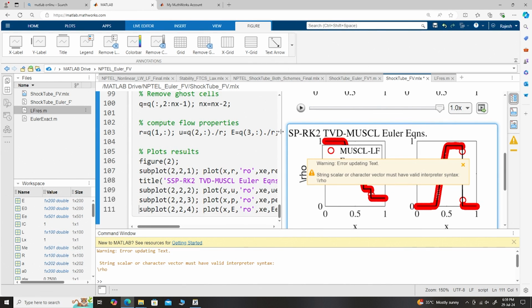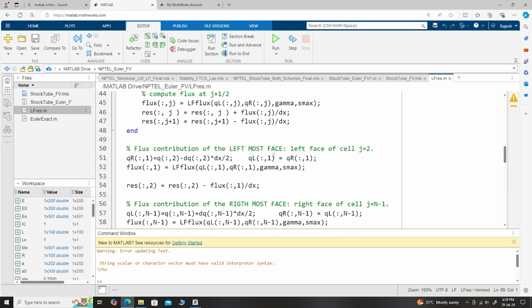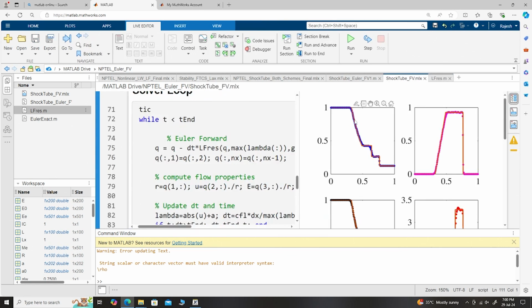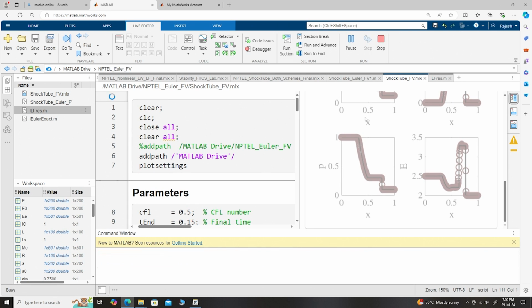Now, let me just do one thing. Instead of using the minmod limiter, let me just use the forward difference. What I am saying is that my dq ij is just q i,j plus 1 minus q ij. I am not using a limiter, I am just reconstructing from the right side, j plus 1 minus j. You can also take an average of the two. Let me run.